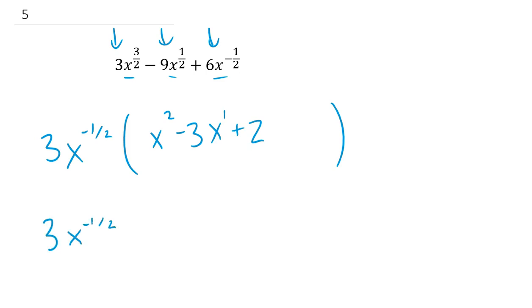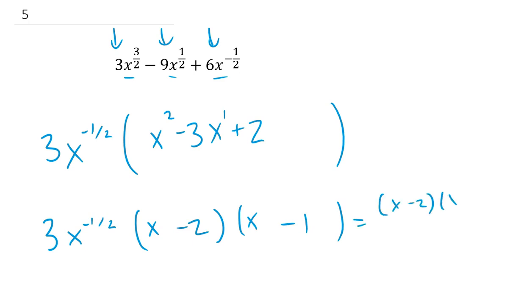Which means x squared minus 3x plus 2, that factors because I can think of numbers that add up to -3 and multiply to positive 2. So this factors to x minus 2, x minus 1 over 3 square root of x.